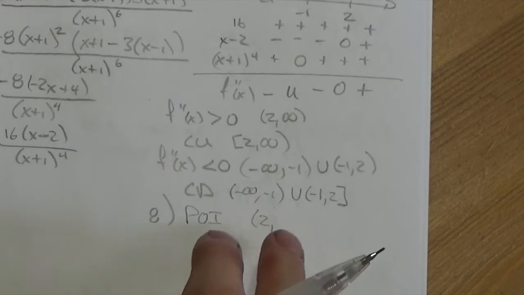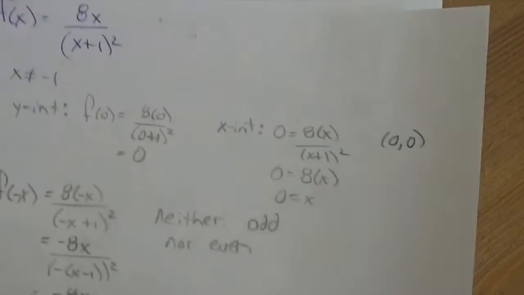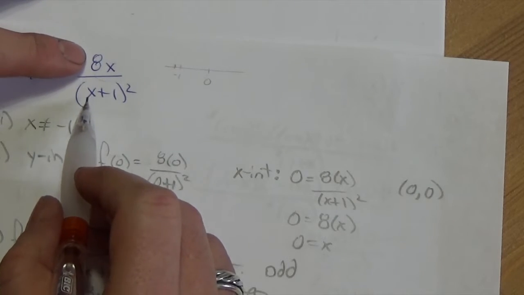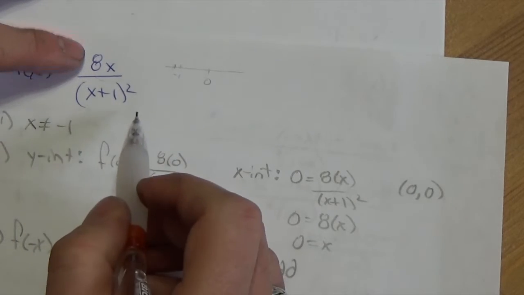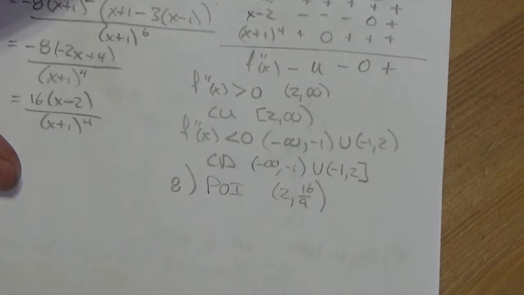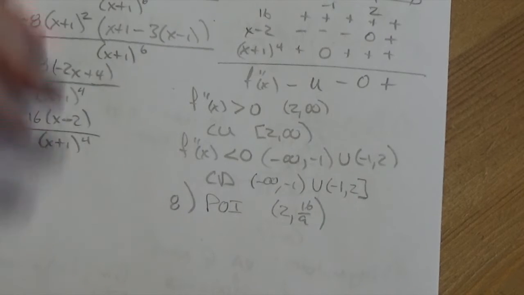All I'm missing now is the y coordinate. So let's go back to our original function. If you plug 2 into your original, 8 times 2 is 16. 2 plus 1 is 3, squared is 9, so it's going to be 16 over 9. 16 over 9, so a little under 2. Okay, so those are our 8 pieces.